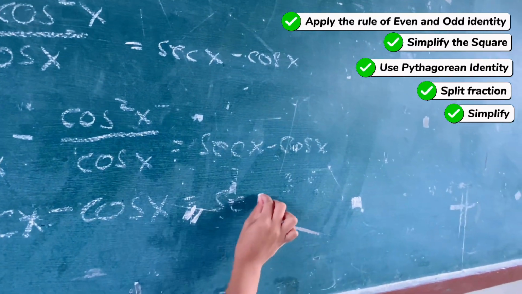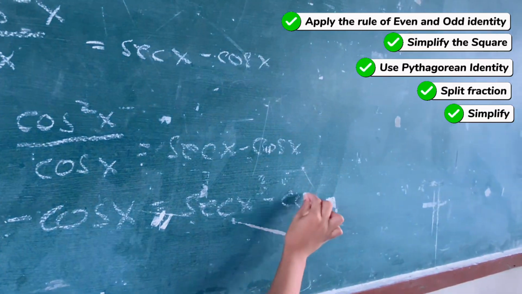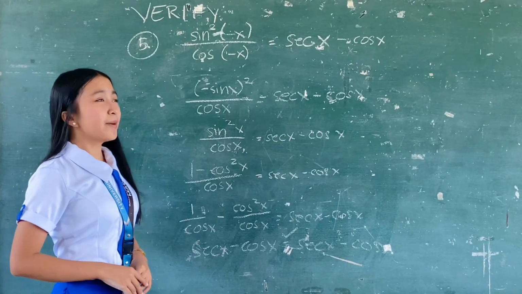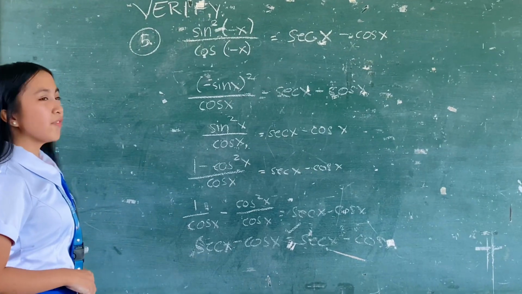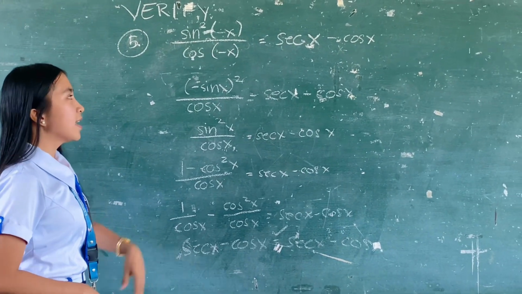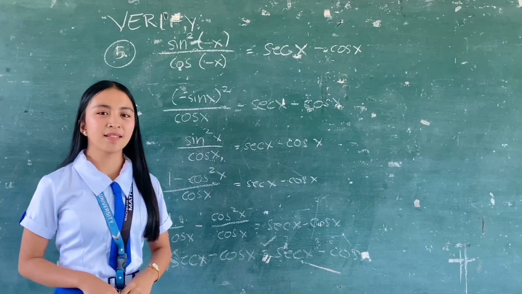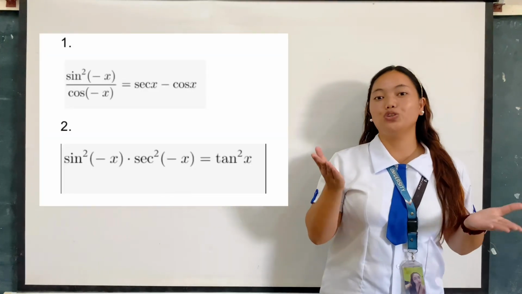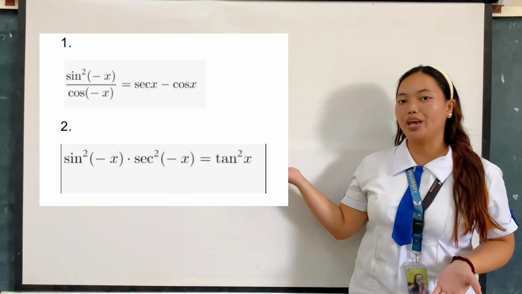So we just have arrived. There, we have proved that sine squared negative x over cosine negative x is equal to secant x minus cosecant x. Now, it's your time to solve. We have prepared 2 equations for you.